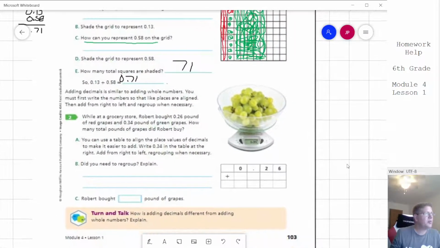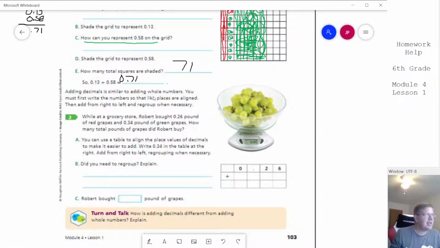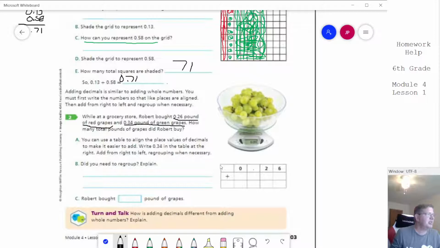So let's look at one more example real quick. Similar to adding whole numbers, we need to write the numbers so the places are aligned. So I just gave you an example of that. We have a chart that helps us with that on this particular part here. So we are going to be underlining 26/100ths of a pound of red grapes, and we are going to be underlining 34/100ths of a pound of green grapes, and we want to know how many total pounds of grapes we bought.